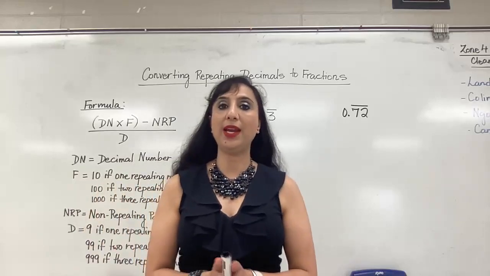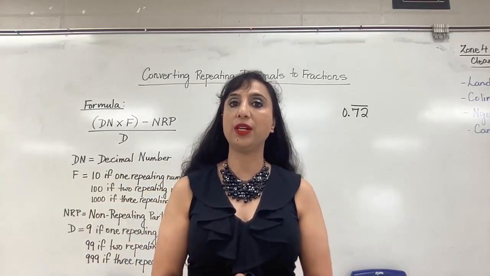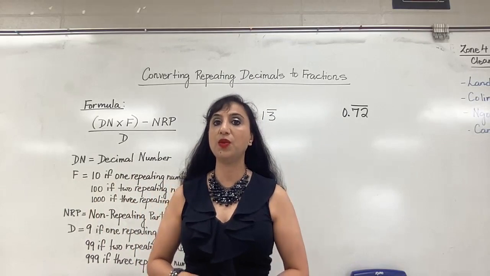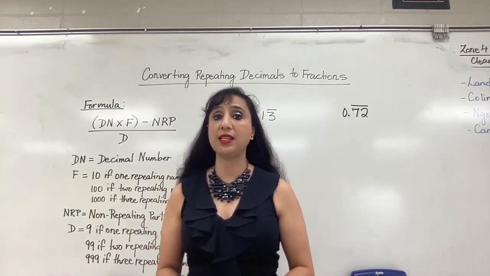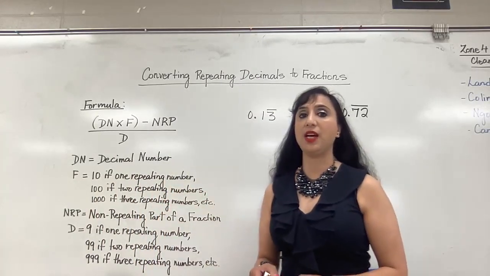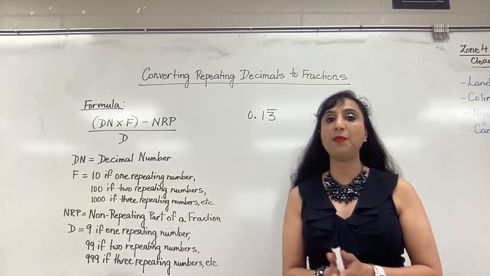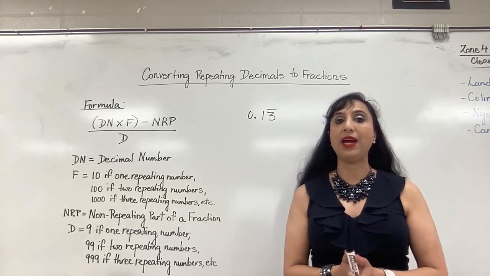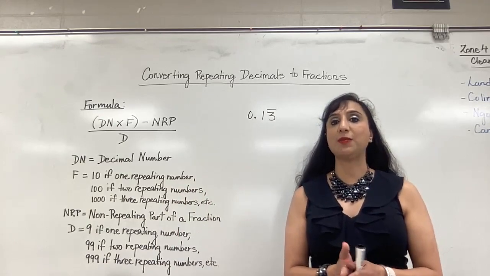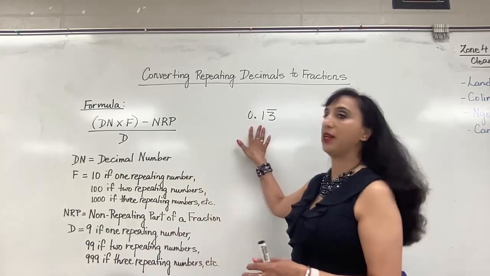Hi, we are now going to learn how to convert repeating decimals to fractions. And there's a simple formula to this. As you can see, you have dn times f minus nrp divided by d. All right, so dn is the decimal number. So here's my decimal number.